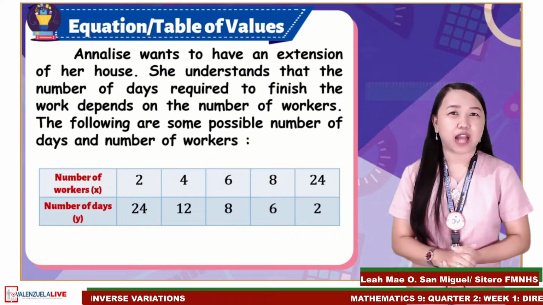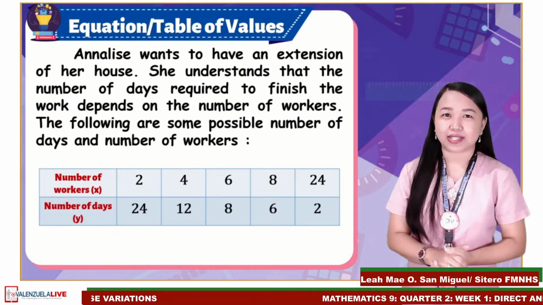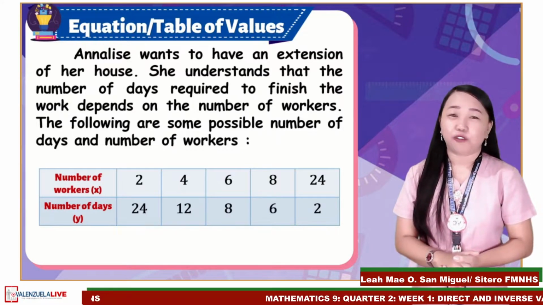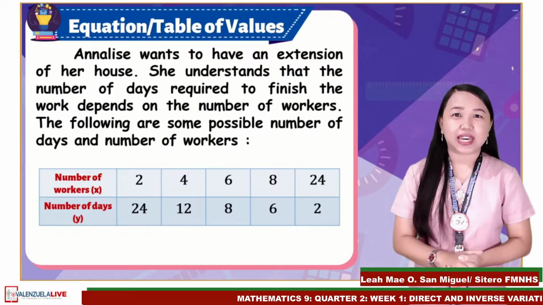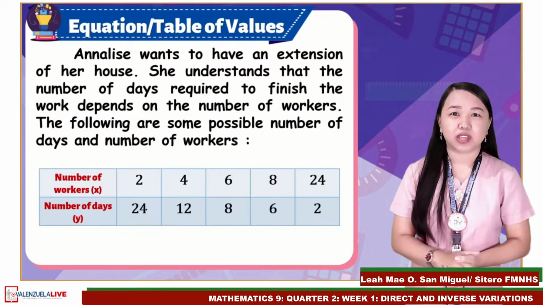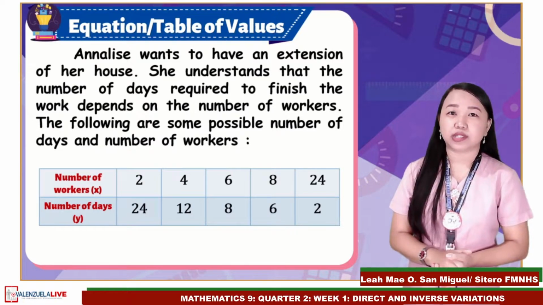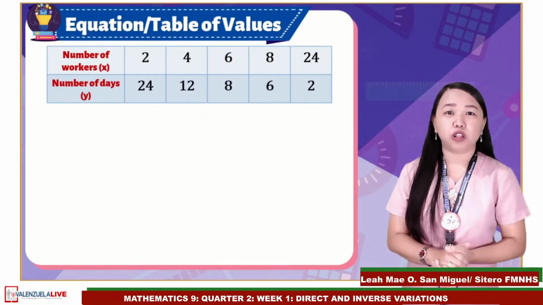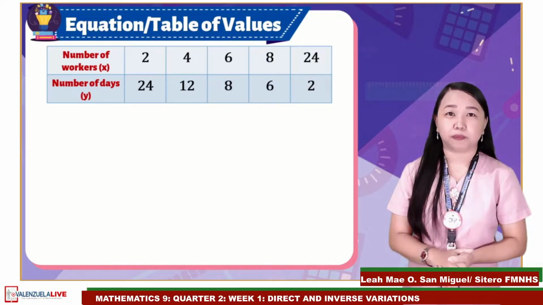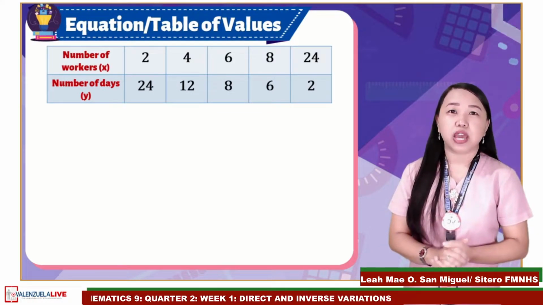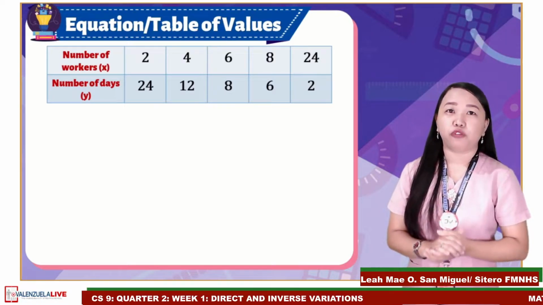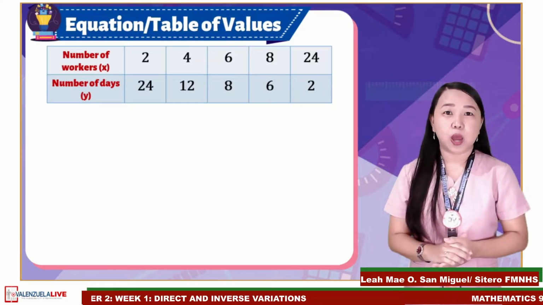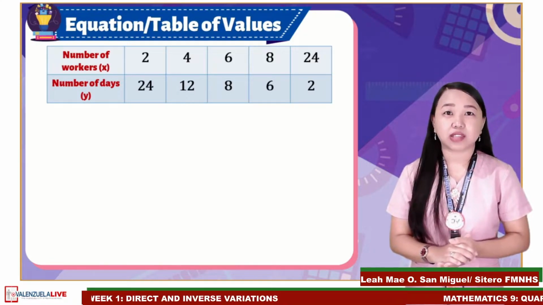How about the values of Y or the number of days? Exactly. From 24 to 2, it is decreasing. As one quantity increases, the other quantity decreases. This is an example of inverse variation. Aside from this condition, there should be a constant of variation. We could determine the constant of variation by multiplying X and Y.